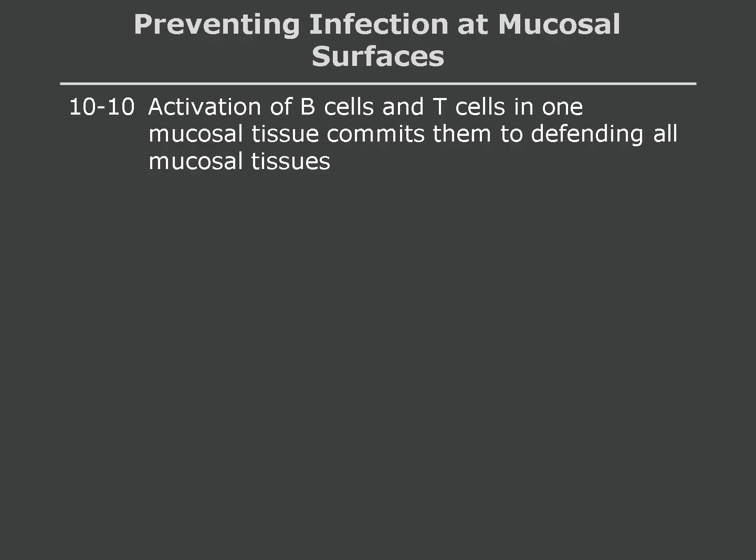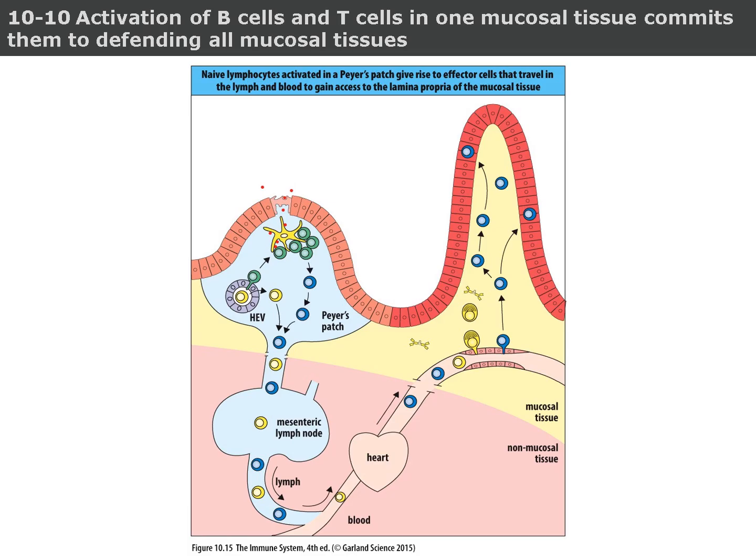Activation of B cells and T cells in one mucosal tissue commits them to defending all mucosal tissues. When lymphocytes are activated in a Peyer's patch, located in the small intestine, they undergo a transformation into effector B cells and T cells. These activated cells exit through the efferent lymphatics and enter the mesenteric lymph node, continuing their journey through the lymphatic system. Eventually, they enter the bloodstream and circulate through the body.